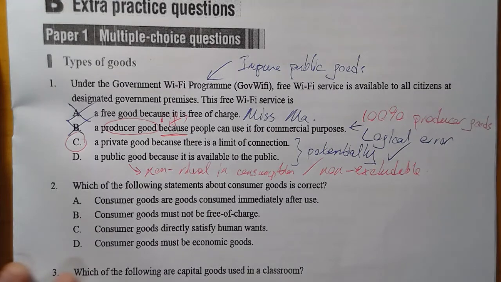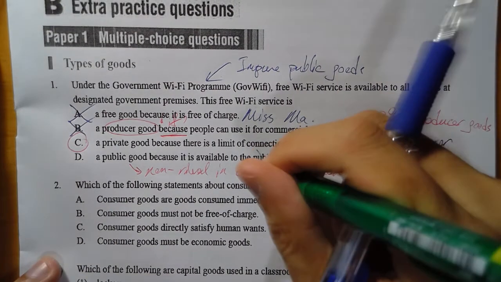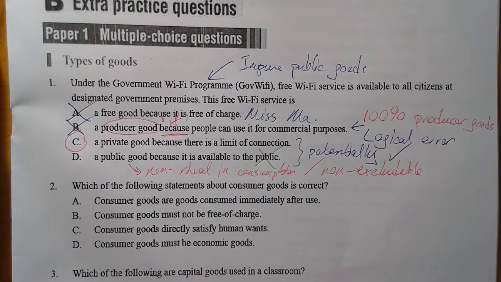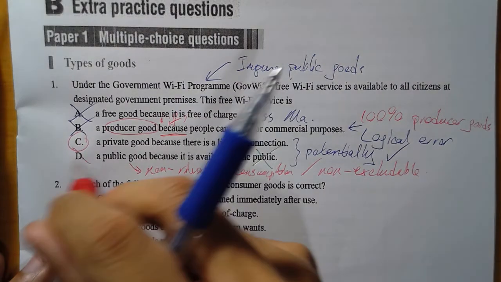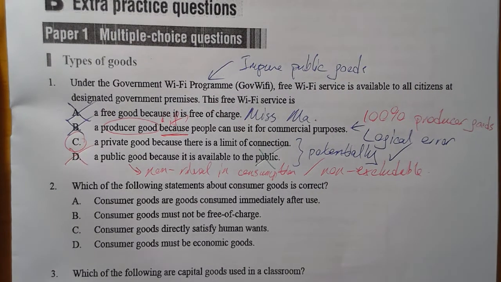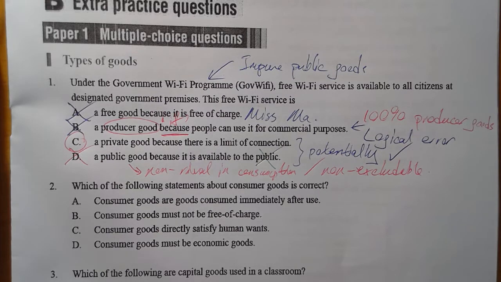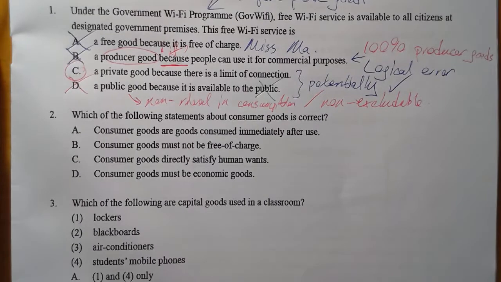We are not concerned with whether it is available to the public or not, okay? So this one is wrong. This one is wrong. So this is quite a special question. I won't say it's the best question because it tests impure public goods, okay? But still worth revising, still worth revising. Alright, let's move on. Next one.